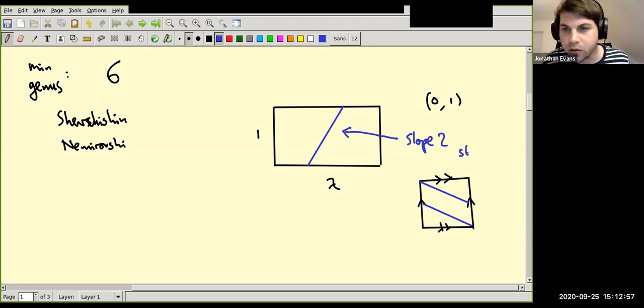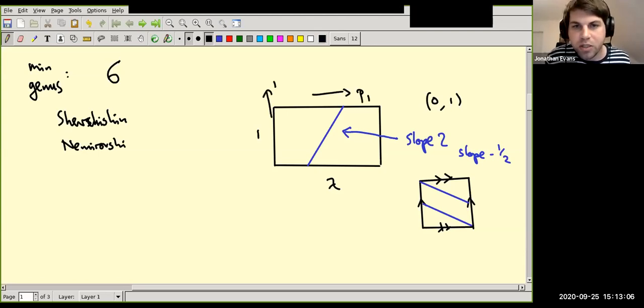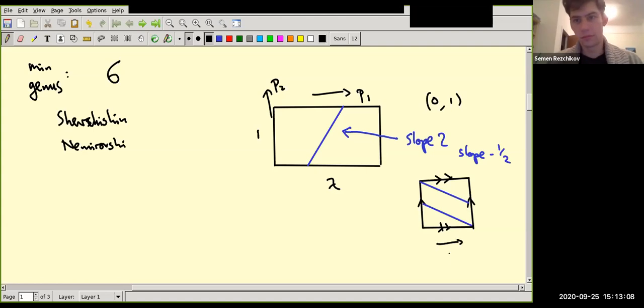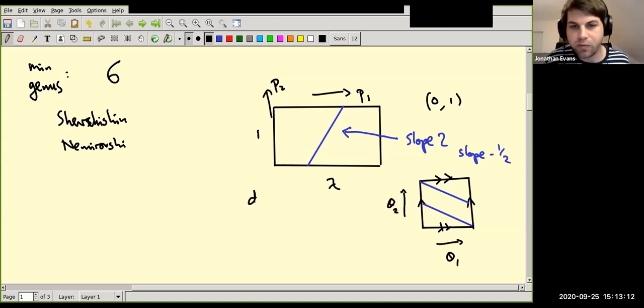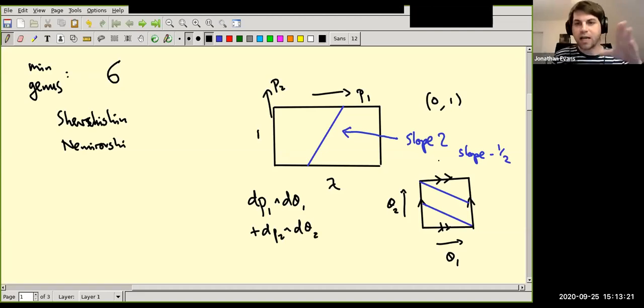This is slope -0.5. And basically, if you take coordinates in the base, let's say P1 and P2, and coordinates in the fiber, θ1, θ2, these are action angle coordinates. So the symplectic form is really dP1 wedge dθ1 plus dP2 wedge dθ2. And the fact that the slopes are 2 and -0.5 is exactly what tells you that this thing is Lagrangian, this blue thing. And how do you know it's a Klein bottle?